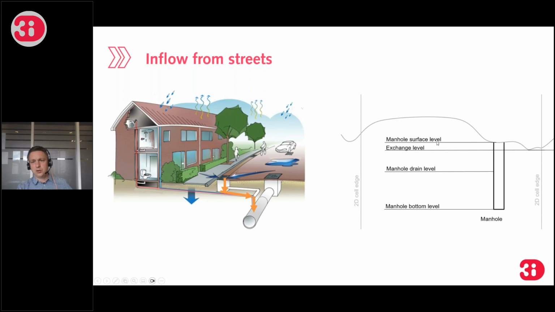So how does that work? On the right hand side we see a profile of what that looks like. You have here a manhole surface level. That is basically the surface level of this one. The exchange level here is the exchange level of the gutter, and the manhole drain level is up to the user to set. If you set it below the lowest pixel that is available, then it will take the lowest pixel in the area. But if you set it higher than the lowest pixel, then it will just take that level, that value.